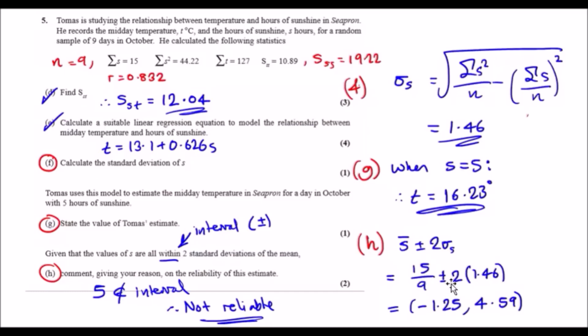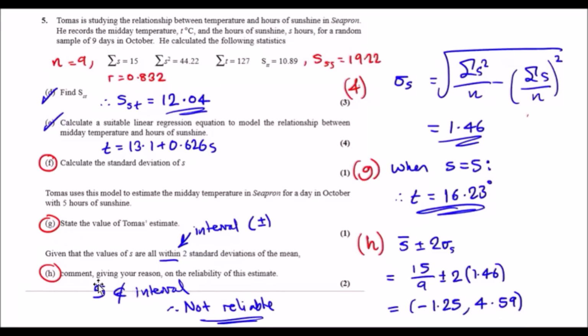So firstly, do the negative value to get minus 1.25 and then do the positive to get 4.59. What you get is literally just telling you all values of hours of sunshine that it could be between. Of course, you can't have a negative, so it'll be between 0 and 4.59.